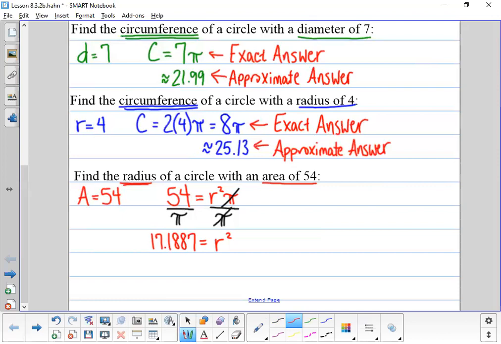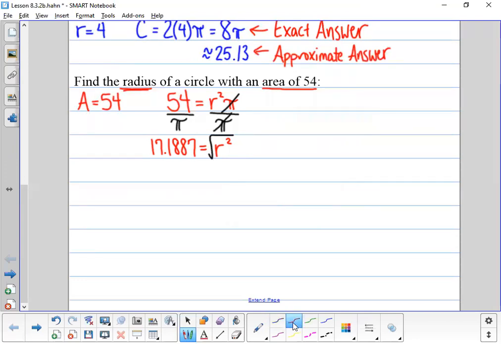Okay, so now I need to get rid of the squaring. R is being squared. I need to undo squaring. The way I undo squaring is by square rooting. If I square root something squared, I'm just left with whatever was being squared. So since r was being squared, if I square root r squared, I'm just left with r. And just like everything else in solving, if I do something to the right side, I have to do the exact same thing to the left side.